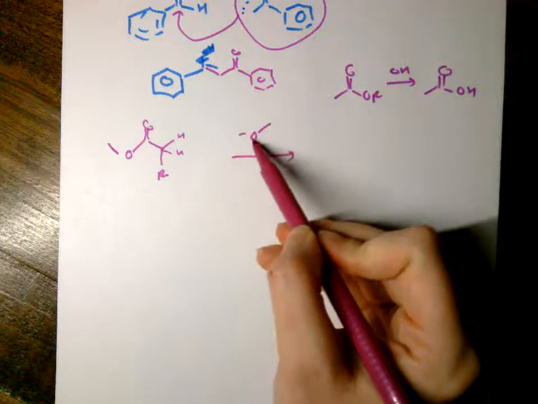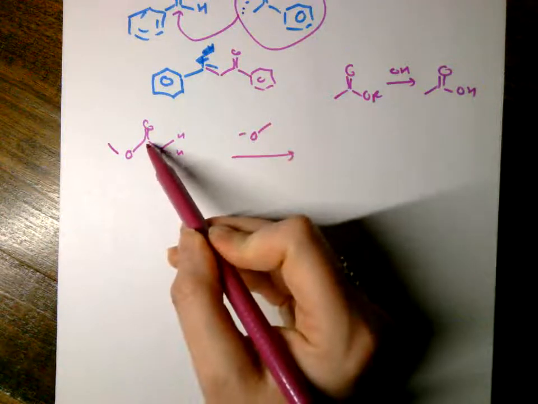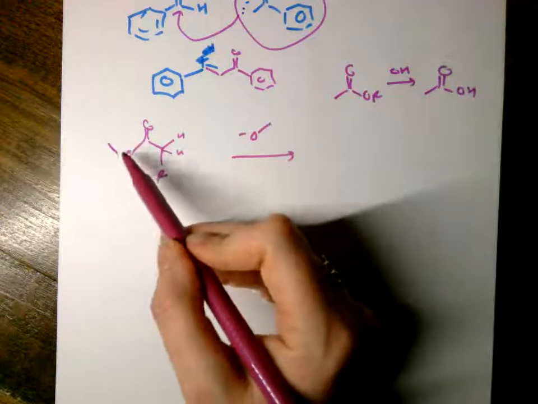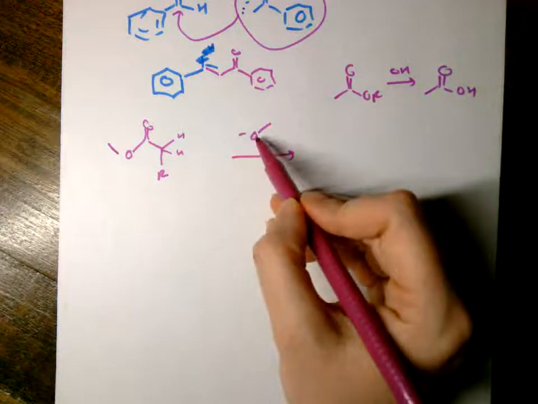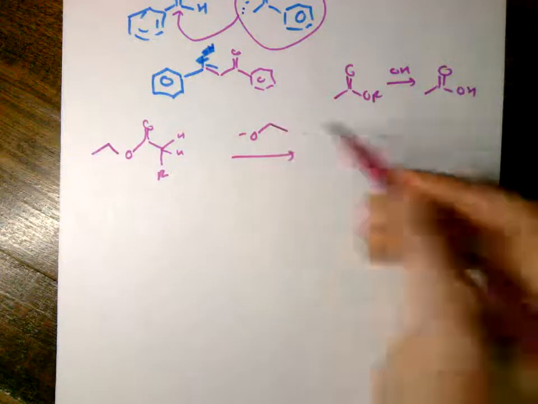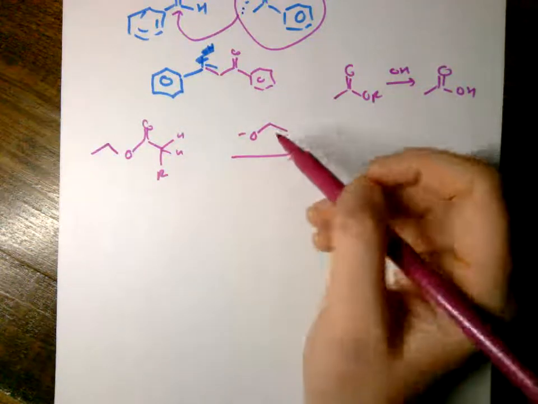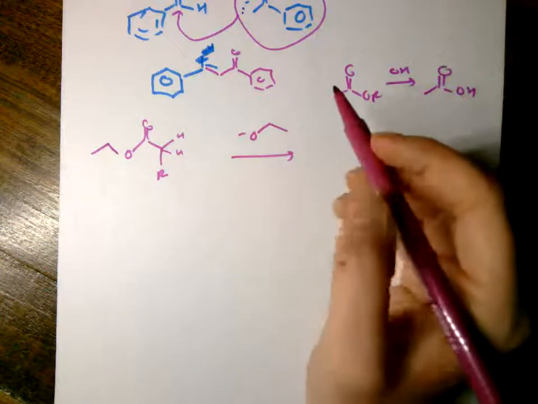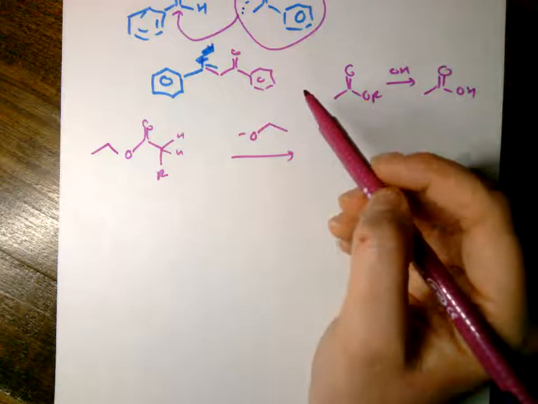And it's really beneficial to use this because if it does try to attack in a substitution, you'll just get the same thing that you already have. So if this was an ethyl, we'd use ethoxide, or if that's methyl, you use methoxide. That's the typical standard so that you don't get crossed products.